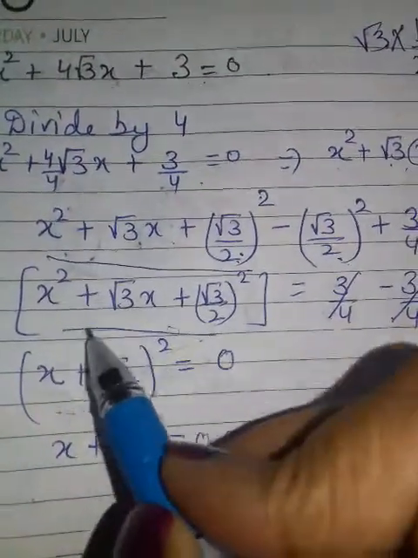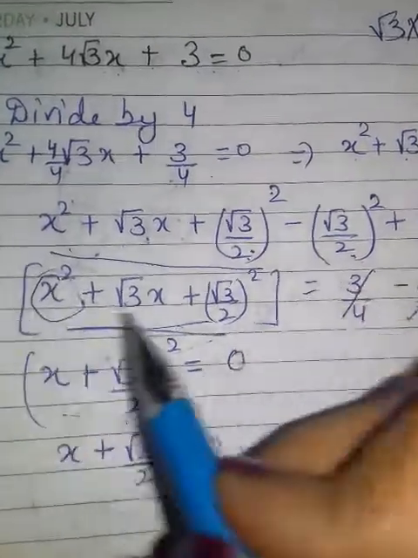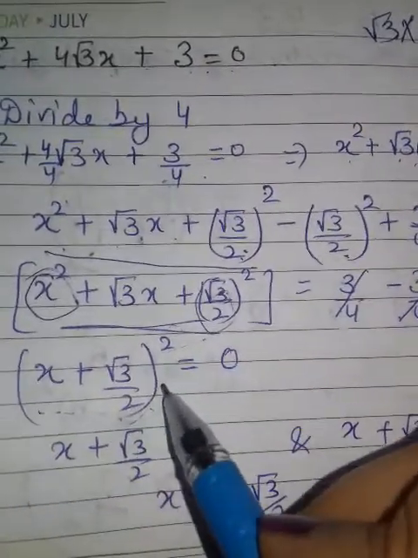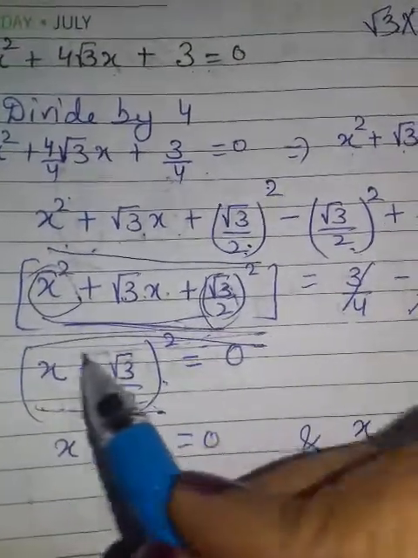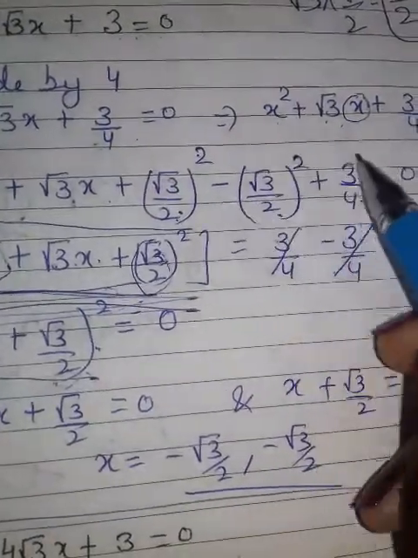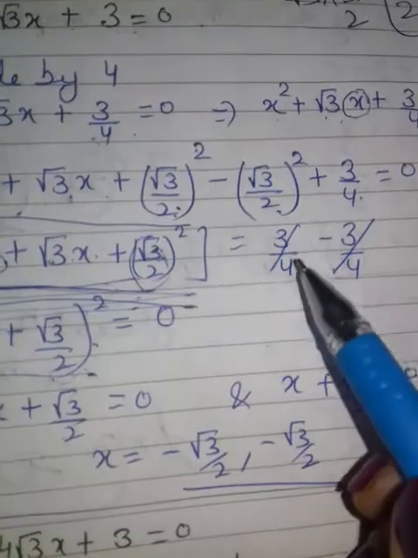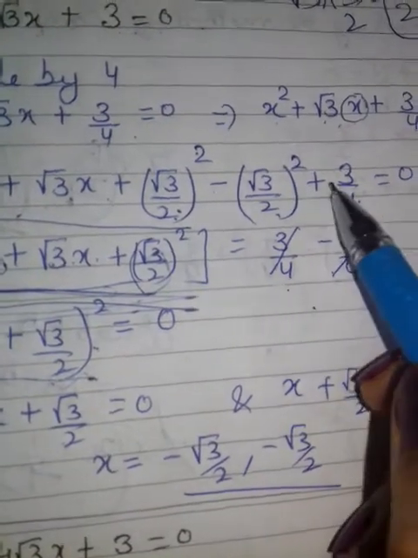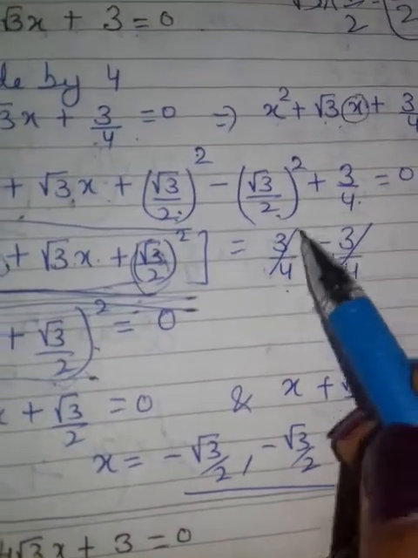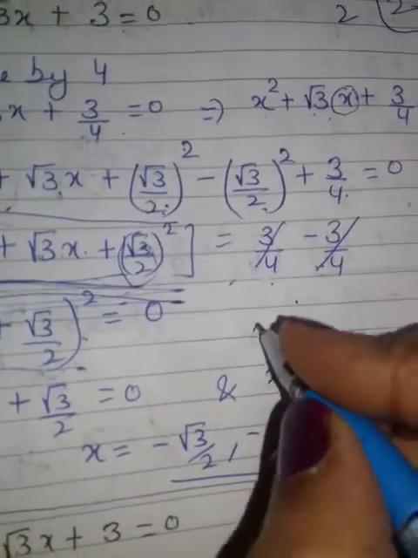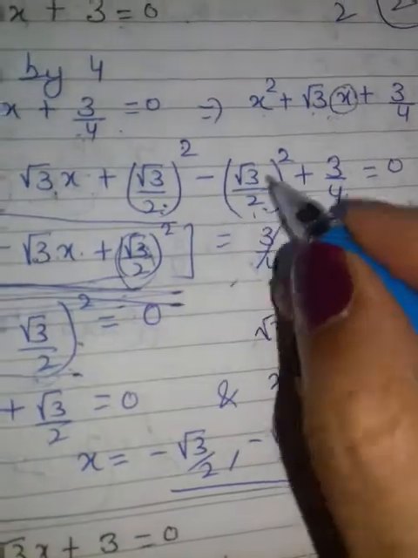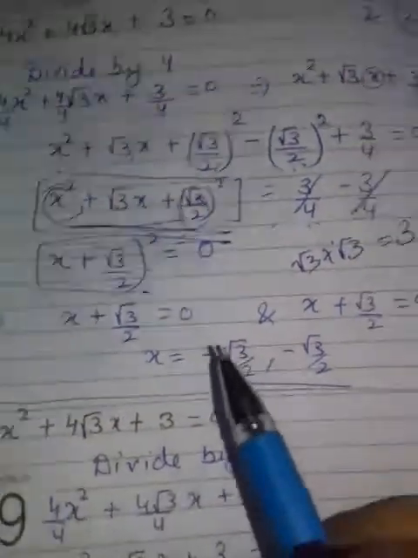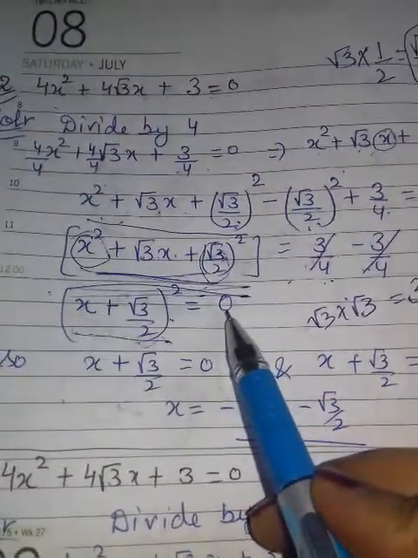You know now, always you will see (a ± b) whole square has 2ab. Whenever you open, you will get these three terms. On the other side it will become positive 3 by 4, and here it will become negative. Both will cancel. You know root 3 into root 3 is 3 only. So that's why 2 square is 4. Then you are getting this is equal to 0.